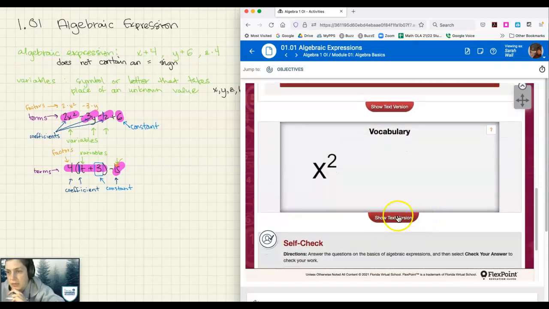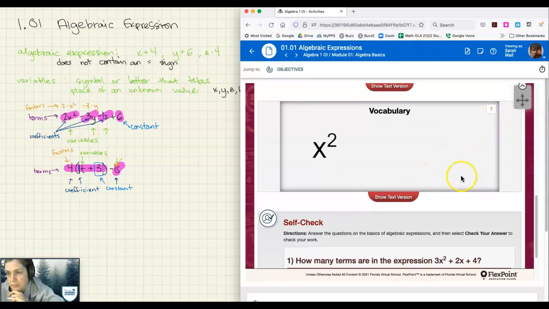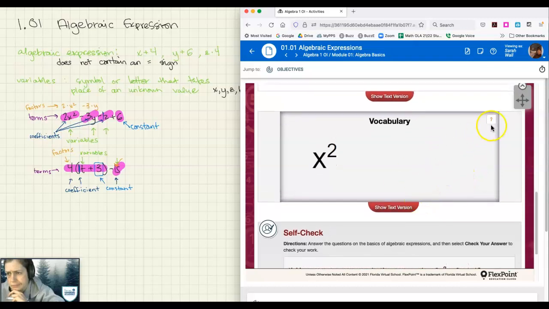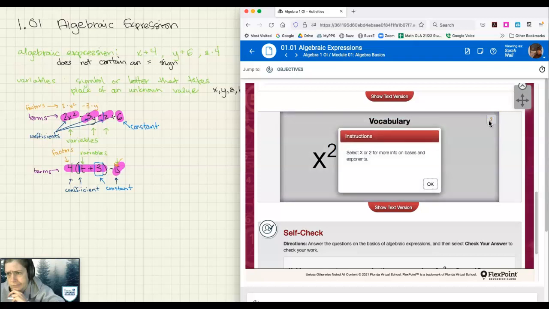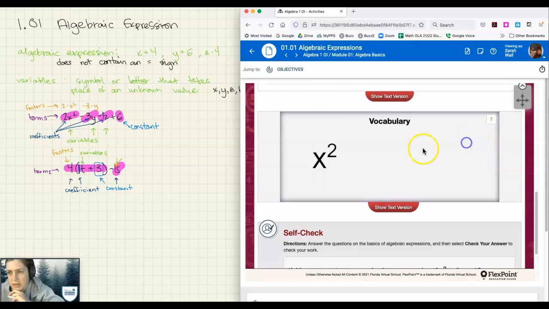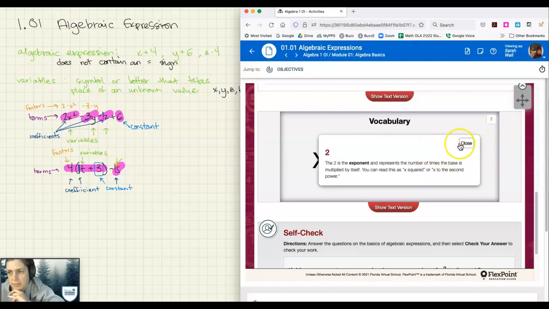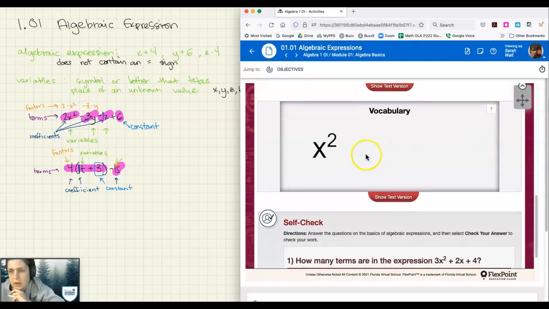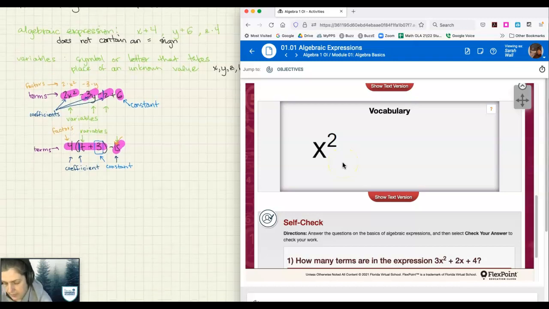Okay, so what's this? So your vocabulary. Select, oh, I see, that's how it works. So the x is your base. Now it's talking about powers. And the 2 is your exponent. So that's how you work this one. That's how you work that. This is called an interactive, right? Because you have to interact with it in order to get to what it's looking for.